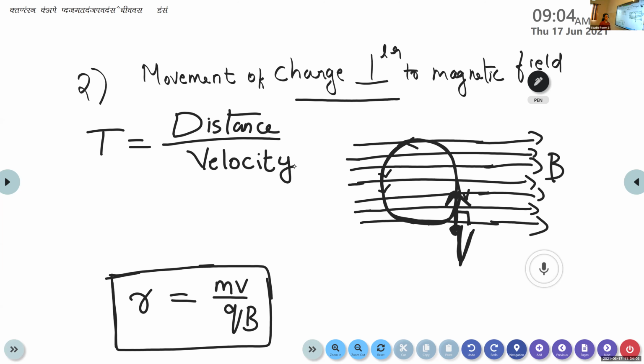Distance divided by velocity. This is the equation for calculating the time period of the charged particle for completing one circular motion. Or we can write T is equal to, what is the distance? It follows a circular path, so that is the circumference of the circle. What is the circumference of the circle? 2 pi r. So instead of distance, since it is moving in a circular path, we can take the circumference of the circle. T is equal to 2 pi r divided by velocity v.